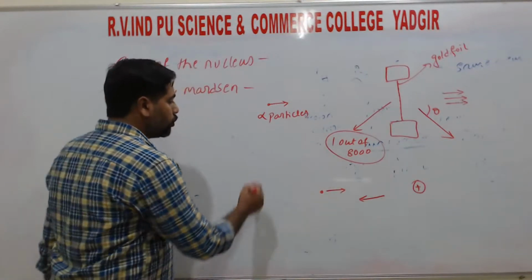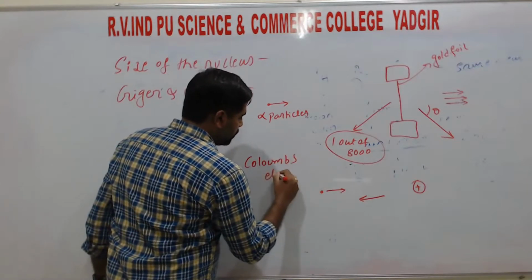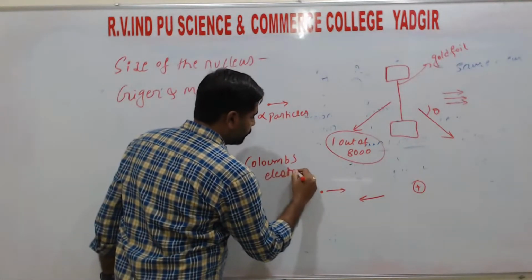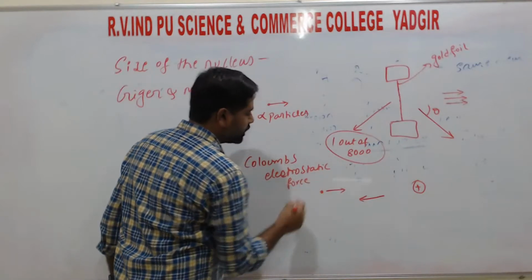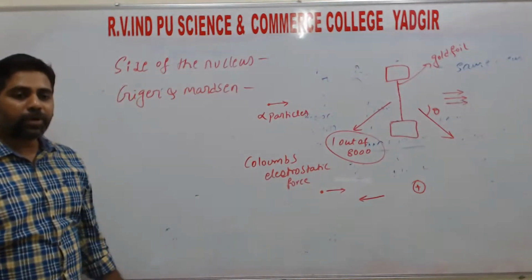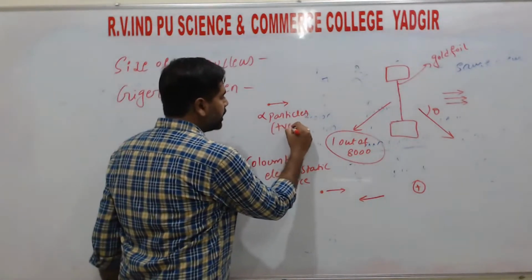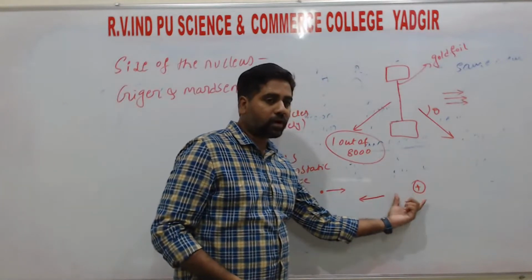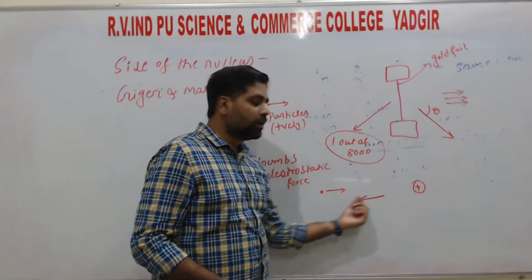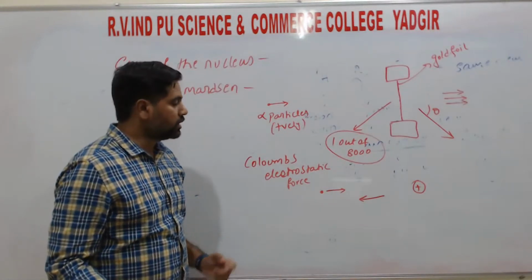So this is purely the basis of Coulomb's electrostatic force. That means like charges repel each other. So here the alpha particle is a positively charged particle and the nucleus is also positively charged. For that reason the alpha particle is sent backward. That means backward scattering takes place, right?